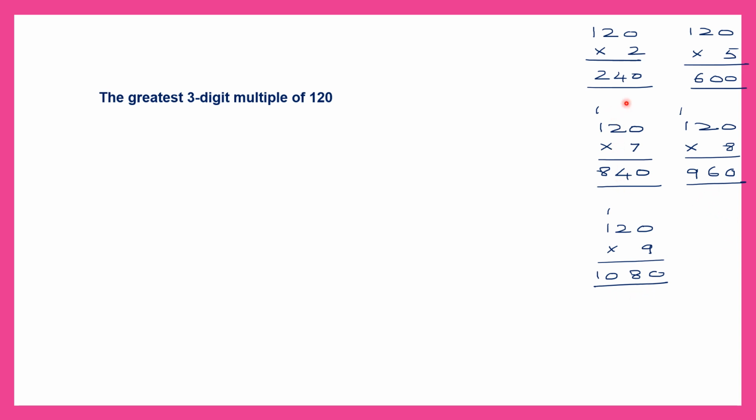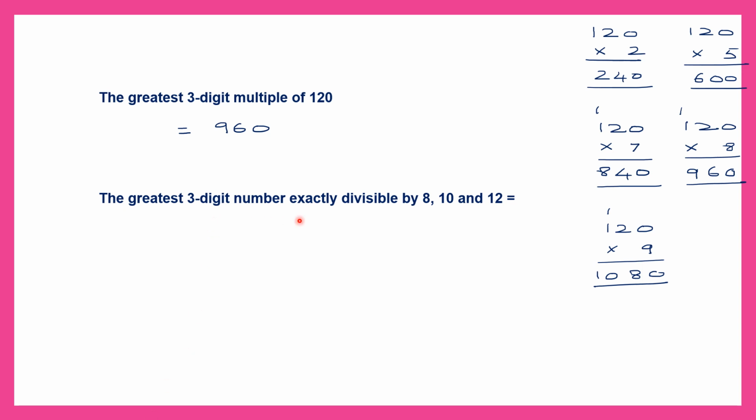So we have all these numbers here: 240, 600, 840, 960. Among these, which is the greatest three-digit multiple? 960, isn't it? So the greatest three-digit multiple of 120 is 960. So what is the answer? The greatest three-digit number exactly divisible by 8, 10 and 12 is 960. So this is our answer, 960.